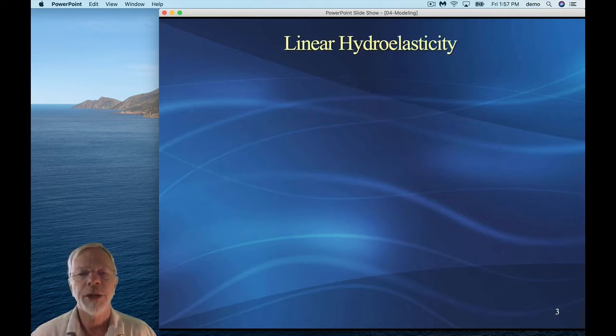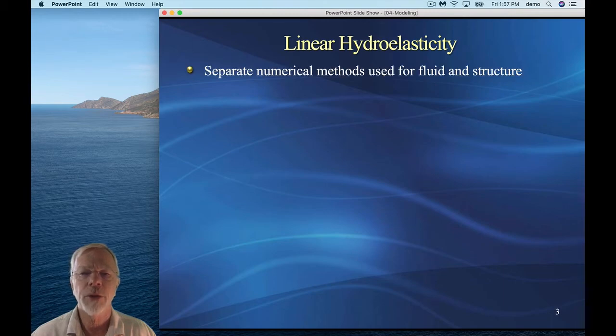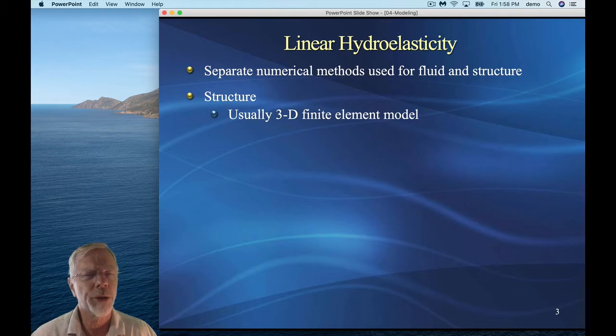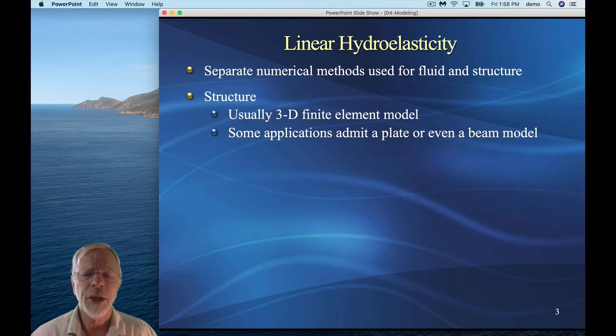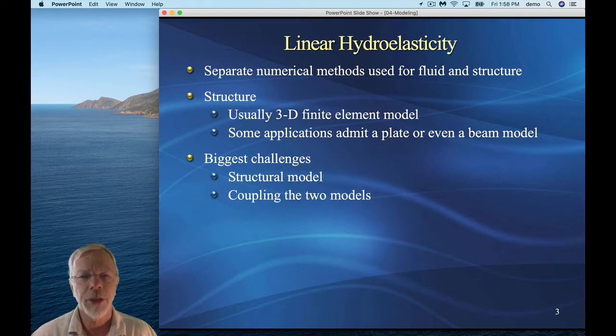In linear hydroelasticity, we use a separate numerical method for the fluid and for the structure. And this is really true for the most part in nonlinear hydroelasticity as well. For the structure, we almost always use the 3D finite element model for practical structures. Some applications admit a plate or a beam model, but those are relatively few. The biggest challenges in linear hydroelasticity is developing the structural model and then coupling the two models. The fluid model itself is relatively easy to generate.